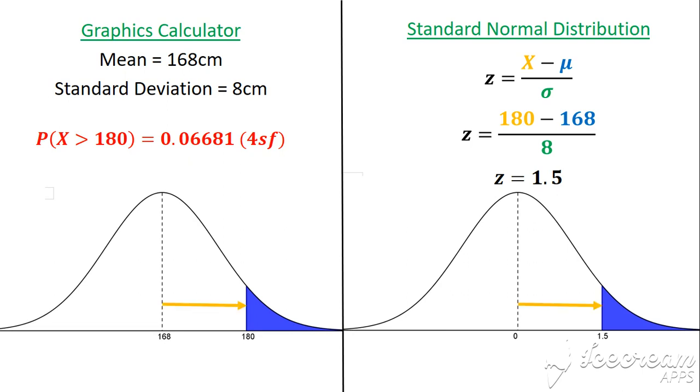We know the distance away from the mean up to 180 is this distance. Now, one standard deviation represents 8 centimeters. Half a standard deviation would be half of 8, which would be 4 centimeters. So 1.5 standard deviations is 12 centimeters. And that's the distance between 168 and 180, 12 centimeters, which represents 1.5 standard deviations. So when you think about Z, think of how many standard deviations away from the mean.